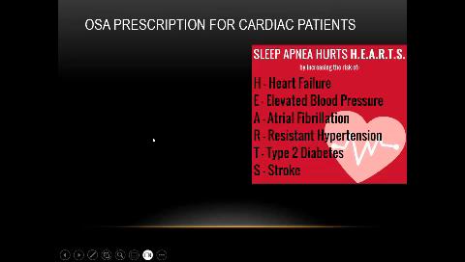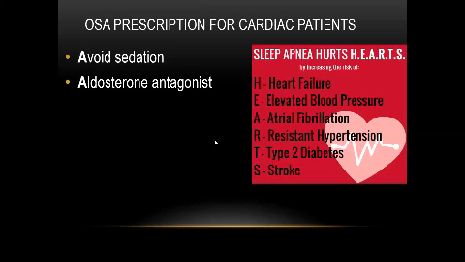Then of course we come to obstructive sleep apnea. So in obstructive sleep apnea, you can think about the dangers of sleep apnea by remembering HEARTS. H stands for heart failure, E stands for elevated blood pressure, A stands for atrial fibrillation, R stands for respiratory hypertension, T for diabetes mellitus, S for strokes. So these are the diseases that obstructive sleep apnea can produce. So if the patient has got obstructive sleep apnea, what drug should you not use in a patient with sleep apnea as far as the heart disease is concerned?